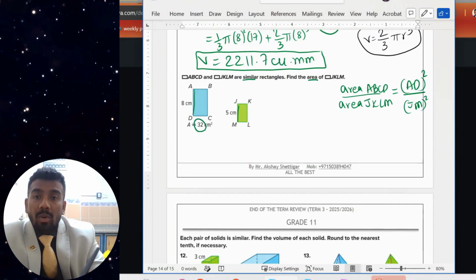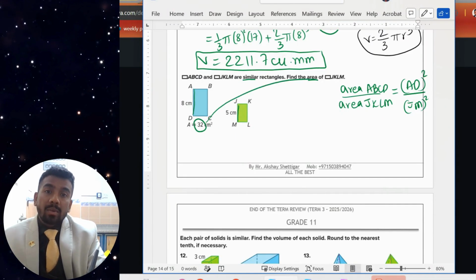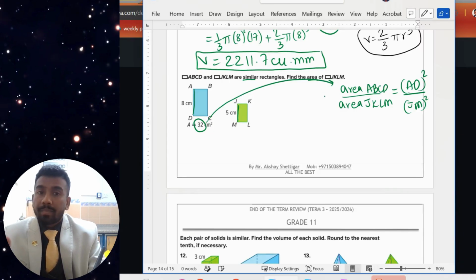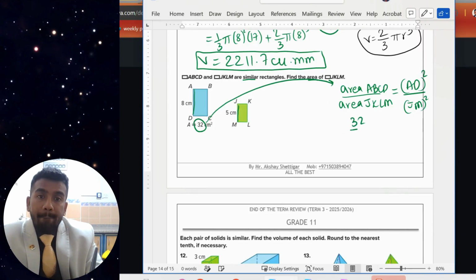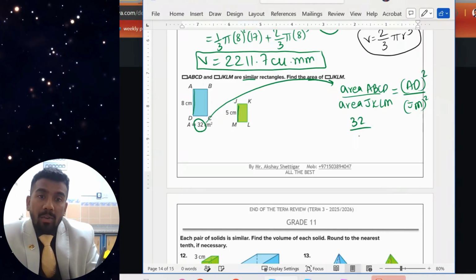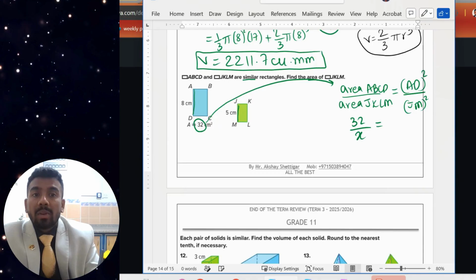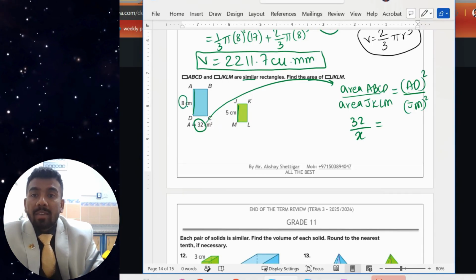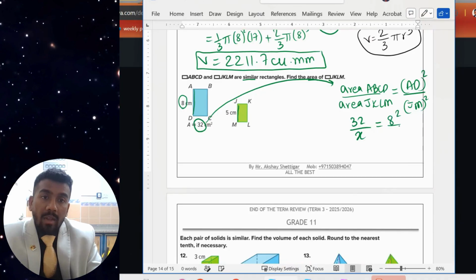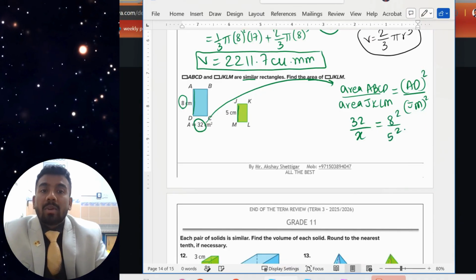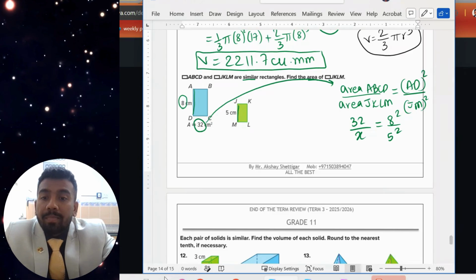Now put in the values which you know. ABCD's area, how much is it? 32. So put 32 over there. JKLM's area we don't know, let it be X, equals AD. How much is AD given? 8 squared over JM, given as 5 squared. Do shift solve.